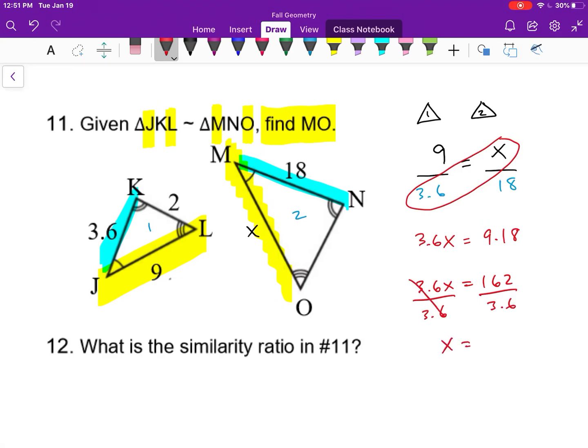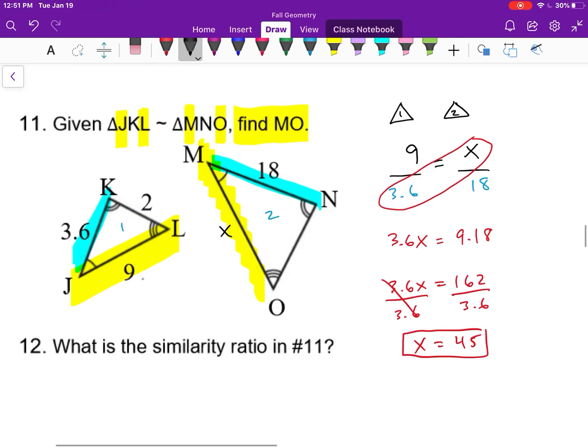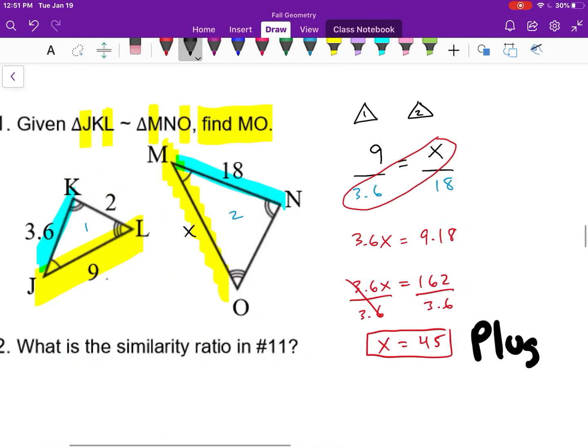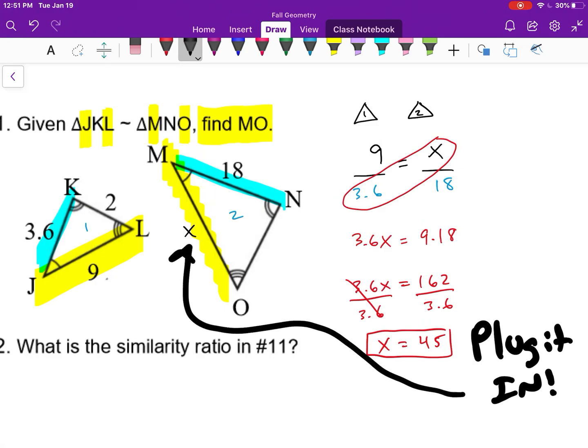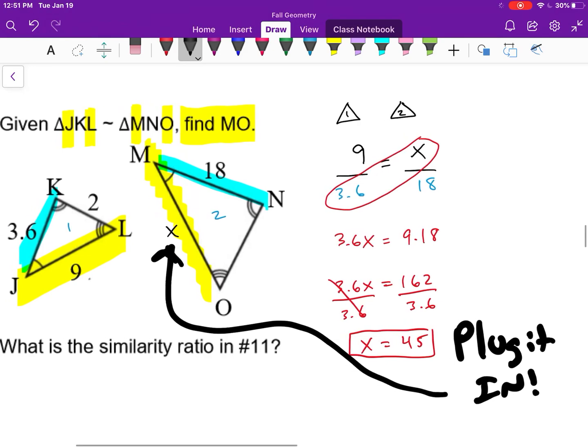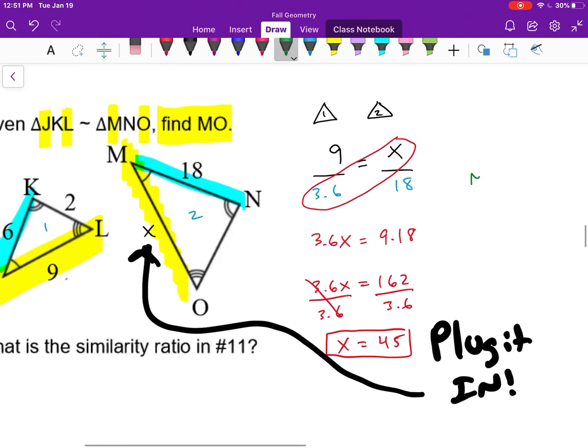So x is equal to something. 162 divided by 3.6 gives you 45, okay? Now, when you solve class, you know that at the very end of it, what do you do with the x? You plug it in, okay? But what do you plug it into? You have to plug it back into what x was in the beginning, okay? So in this case, if MO is equal to x, replace it, that means 45 is equal to MO.